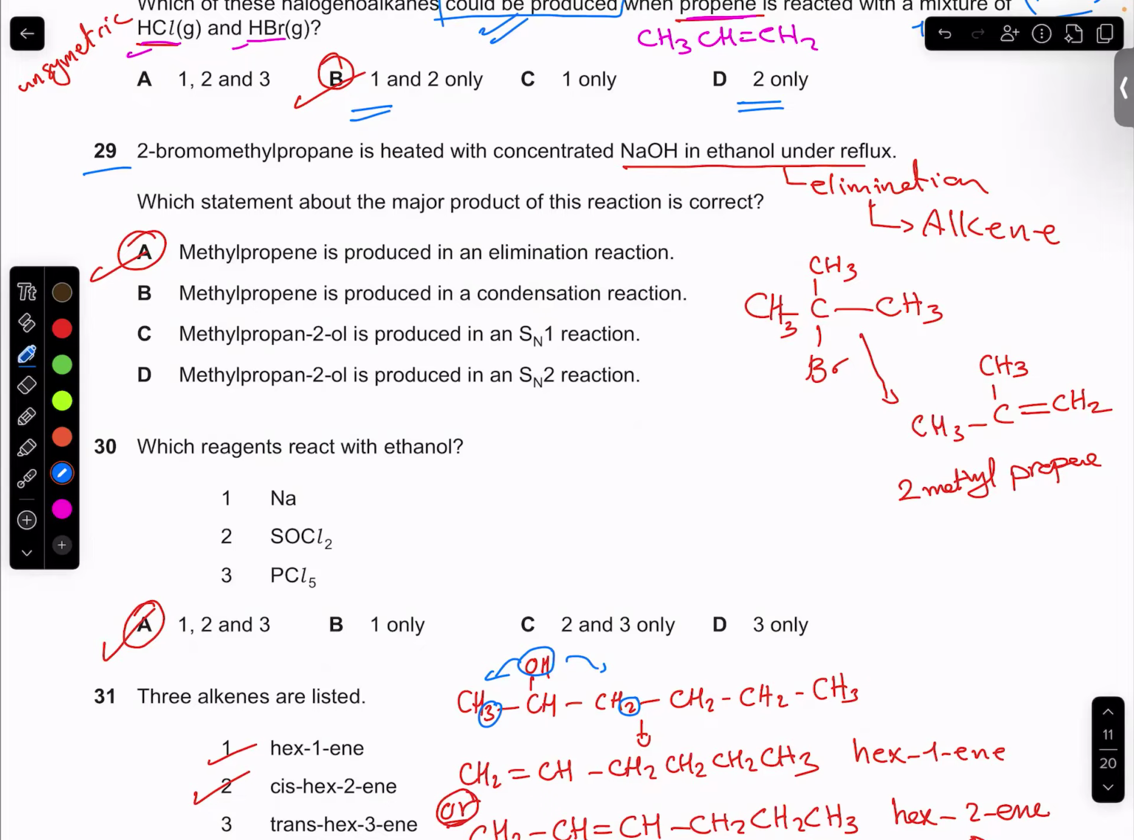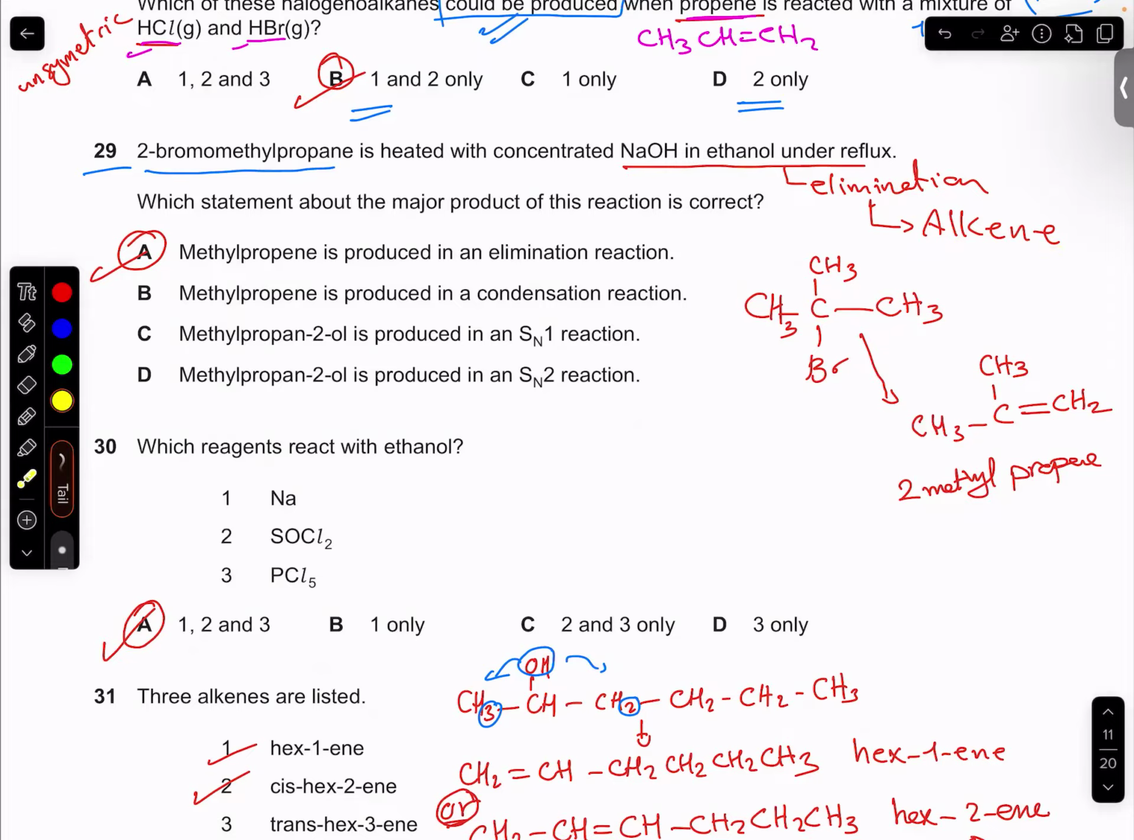methyl propane is heated with concentrated NaOH. This is a halogenoalkane, right? 2-bromo methyl propane is this one. Okay? Halogenoalkane. This is a tertiary halogenoalkane. Added to sodium hydroxide in ethanol. Of course, sodium hydroxide, you know, if we add aqueous sodium hydroxide, it's a substitution reaction because we add OH. But if we add it in ethanol, this is an elimination reaction and we produce alkene.